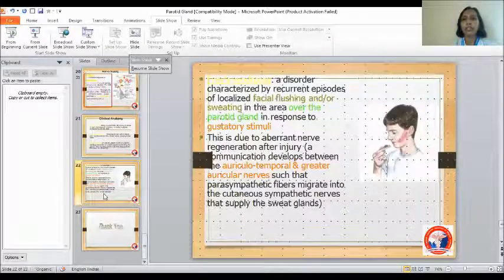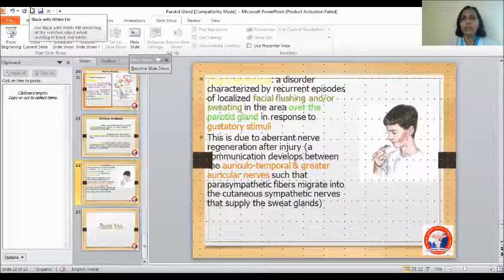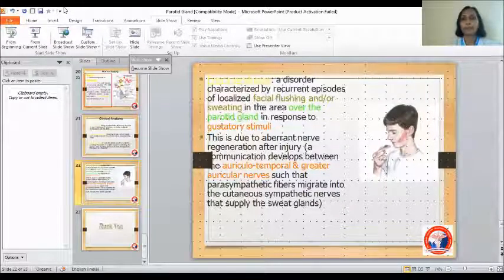The pathology is because of aberrant nerve regeneration between the auriculotemporal nerve and the greater auricular nerve, such that the parasympathetic fibers migrate into the cutaneous sympathetic nerves that supply the sweat glands, which are present in the skin overlying the parotid gland.